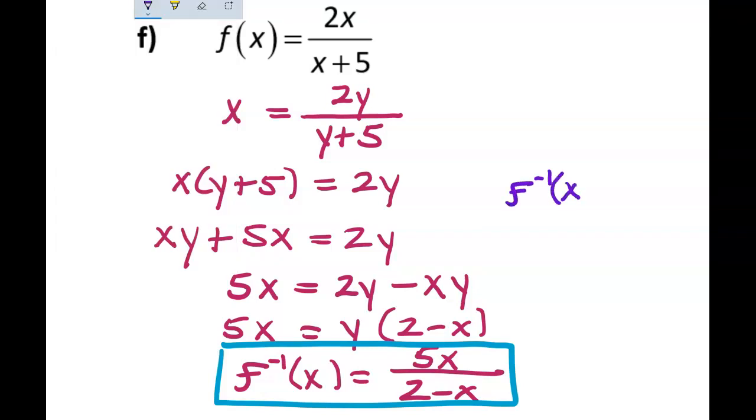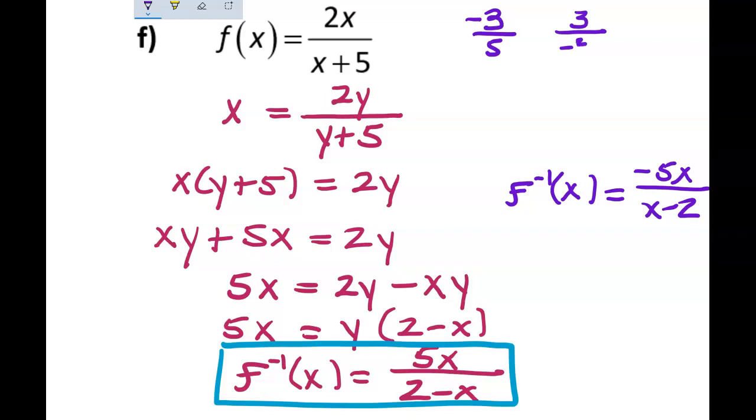If you had written f inverse of x is equal to -5x over x minus 2, your answer would be correct and it'd be the same as mine. It just looks a little bit different. Remember that when you have fractions, for instance, negative 3 over 5 is the same as the fraction 3 over negative 5. That is to say, if both numerator and denominator are opposites, then our fractions are the same. All right, so moving on.